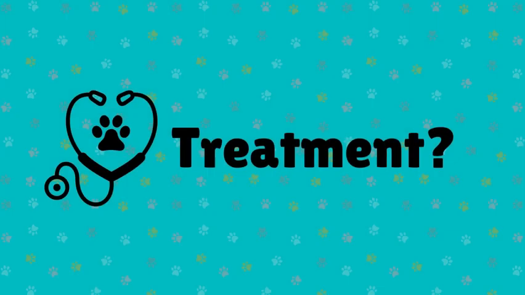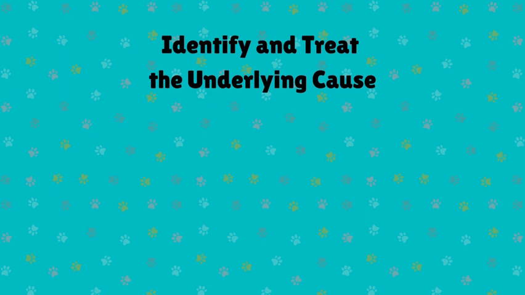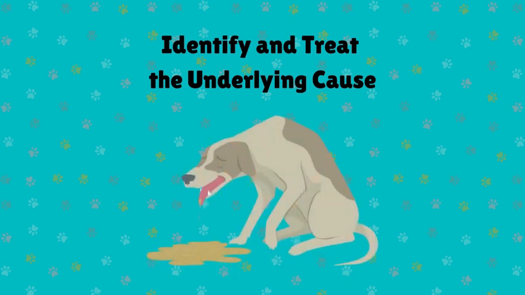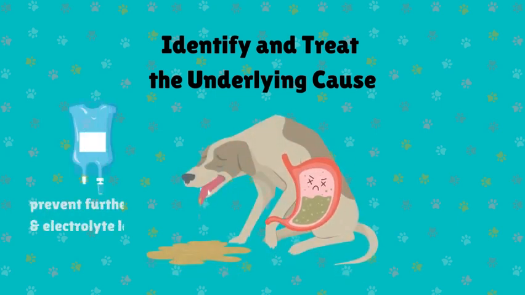Let's move on to the treatment of metabolic alkalosis in animals. First and foremost, it's imperative to identify and treat the underlying cause of metabolic alkalosis. If the metabolic alkalosis is caused by vomiting or excessive loss of stomach acid, addressing the primary condition and preventing further fluid and electrolyte loss is crucial.